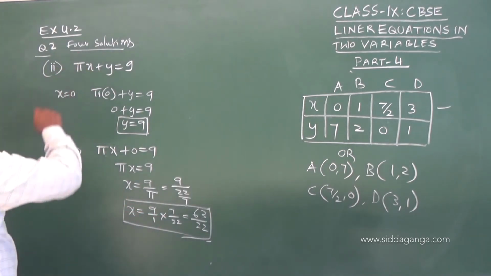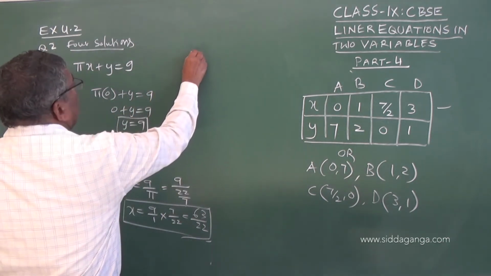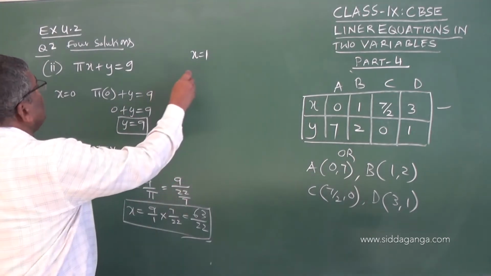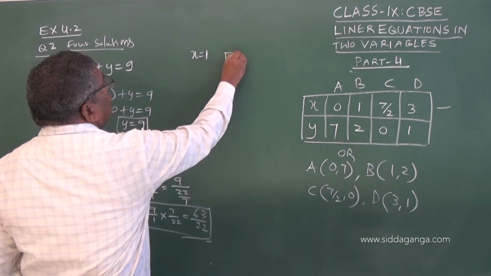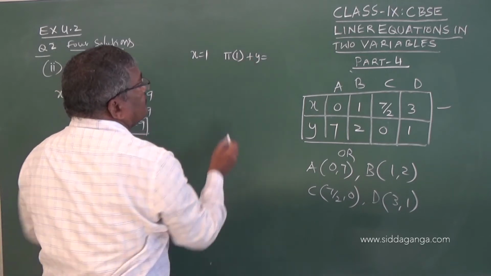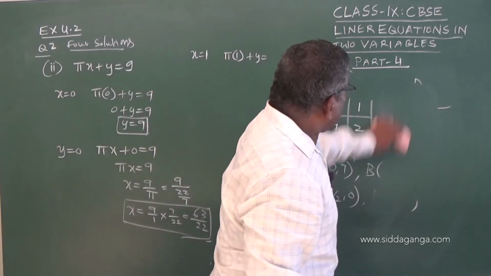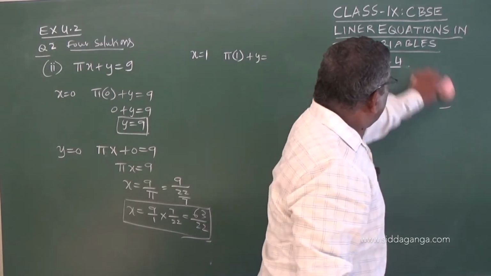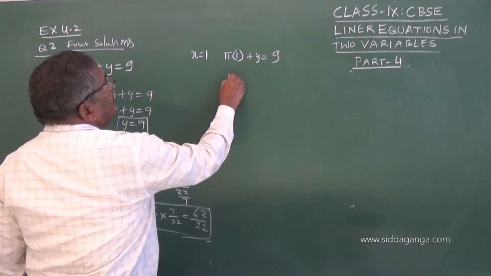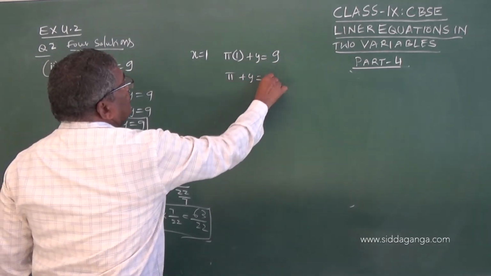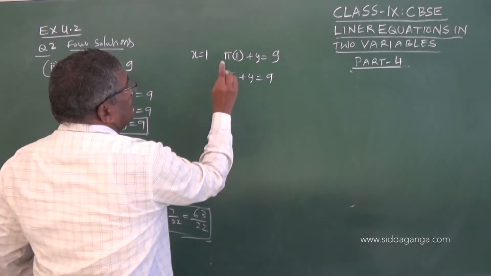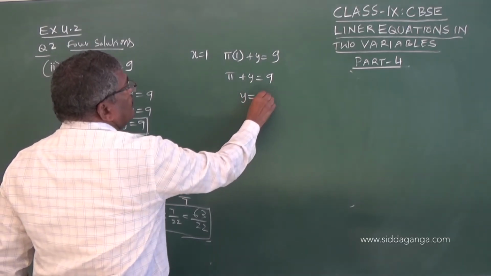So, we want 4 solutions. Take x equals 1, let us see. So, when x equals 1, we will get pi into 1 plus y equals 9. So, pi plus y equals 9. Pi is a constant, you know, y equals 9 minus pi.